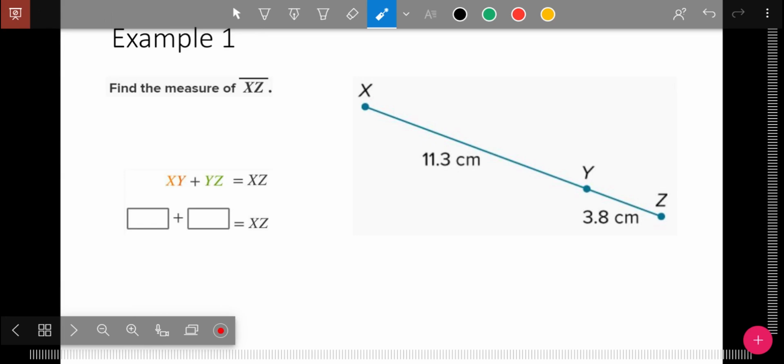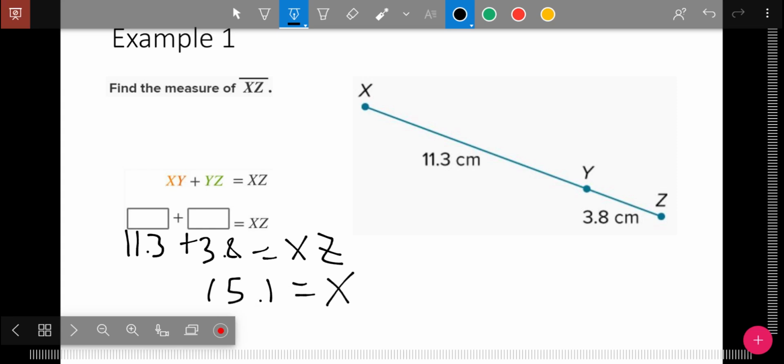Here's the first example. We have this whole segment XZ, and it wants us to find the measure of XZ. It's important on these problems to know what you're trying to find. This one wants you to find the whole segment XZ. It tells us XY is 11.3 and YZ is 3.8. So I'm going to plug in 11.3, that was terrible, let me rewrite that, 11.3 plus 3.8, and those added together make XZ. I do the math there and I get 15.1 equals XZ.